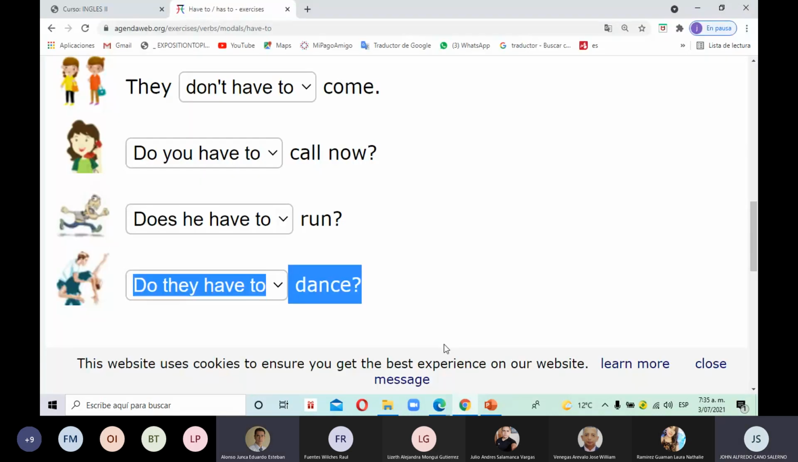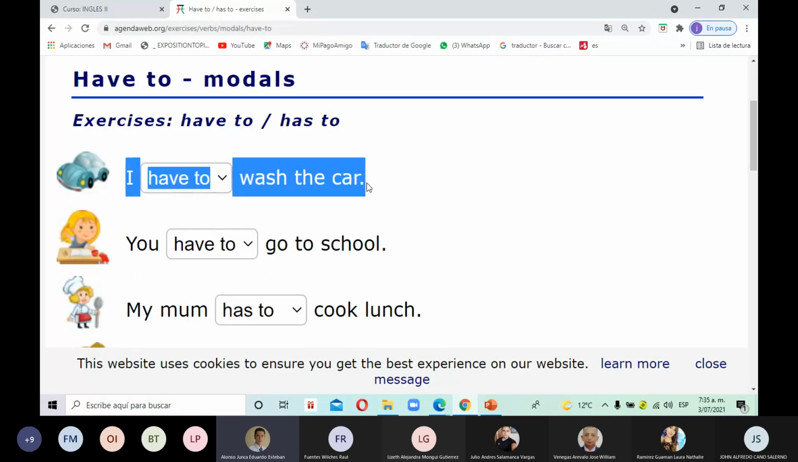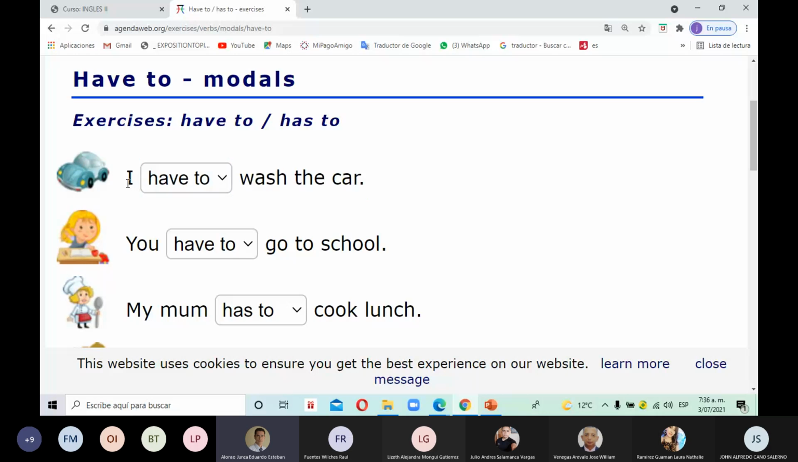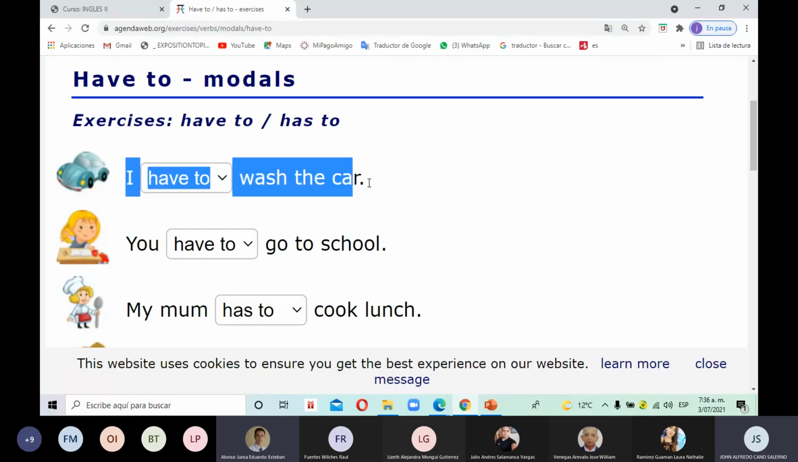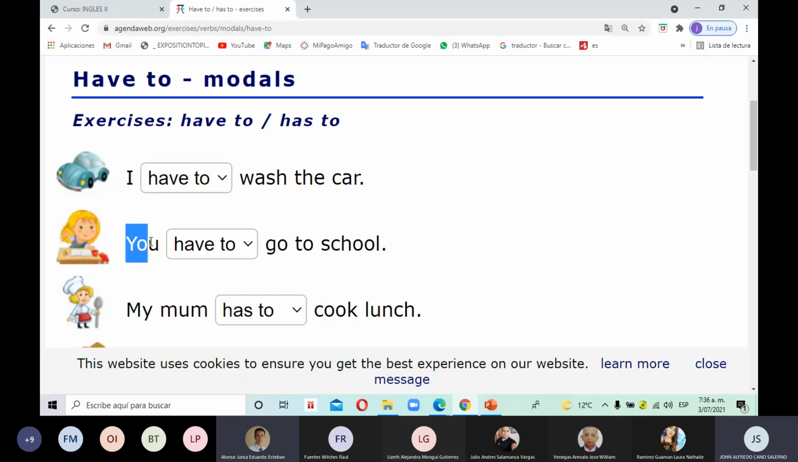Eduardo. Yes, teacher. Let's start. I have to wash the car. This is our example. I told you this is our example in this moment. I have to wash the car. You say, teacher, I have to clean my car. Okay. Our example. Okay, continue.